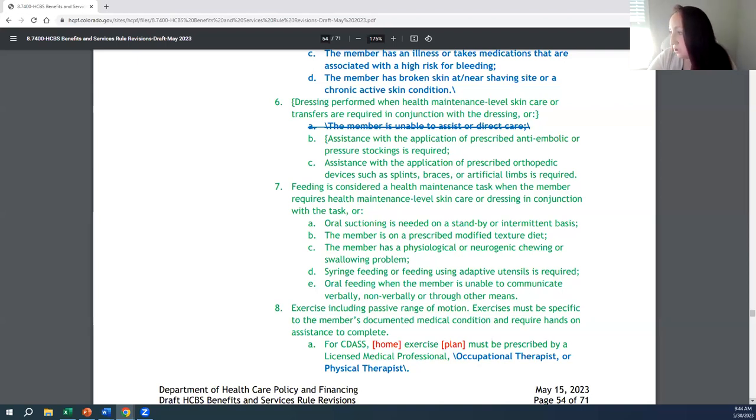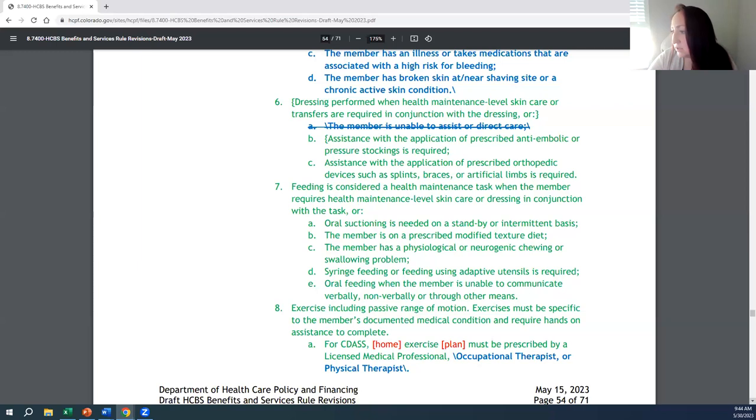7, feeding is considered a health maintenance task when the member requires health maintenance level skilled care or dressing in conjunction with the task, or A, oral suctioning is needed on a standby or intermittent basis. B, the member is on a prescribed modified texture diet. C, the member has psychosocial or neurogenic chewing or swallowing problems. D, syringe feeding or feeding using adaptive utensils is required. E, oral feeding when the member is unable to communicate verbally, non-verbally, or through other means.